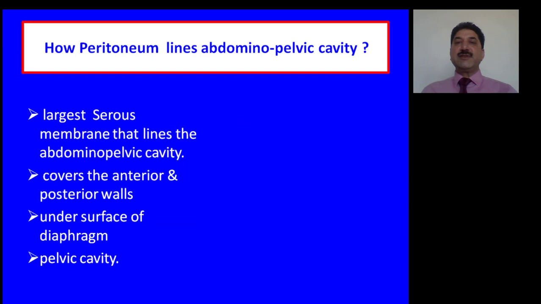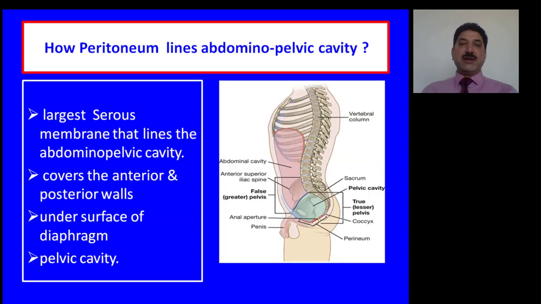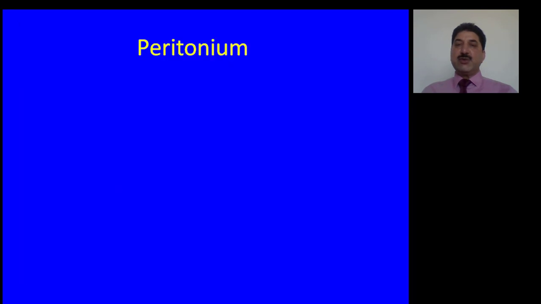Peritoneum lines the abdominal cavity. It is the largest serous membrane that lines the abdominal cavity. It covers anterior and posterior walls, undersurface of diaphragm and pelvic cavity. As shown in this slide, this red dotted area represents the peritoneum covering the undersurface of diaphragm, floor of pelvic cavity, and anterior and posterior abdominal walls. Thus, peritoneal cavity is a cavity within abdominal cavity.